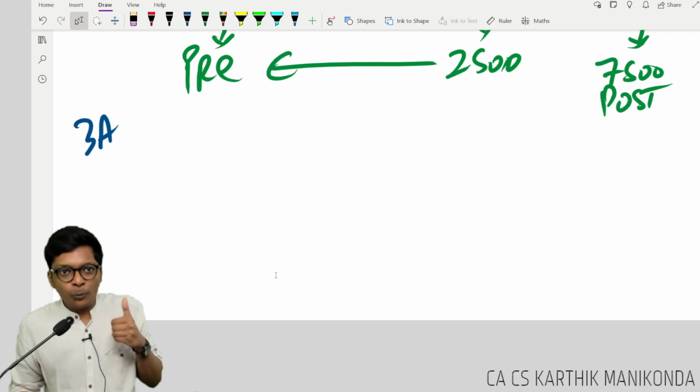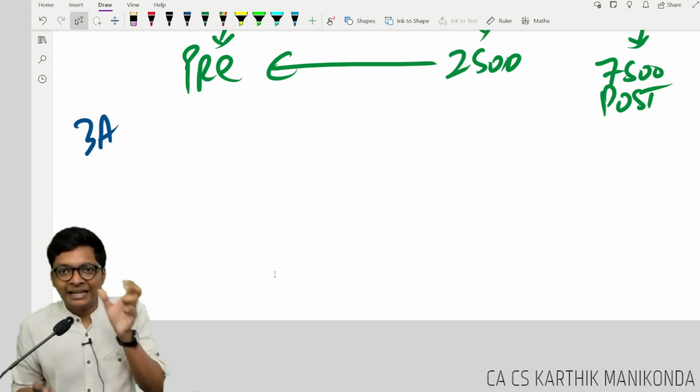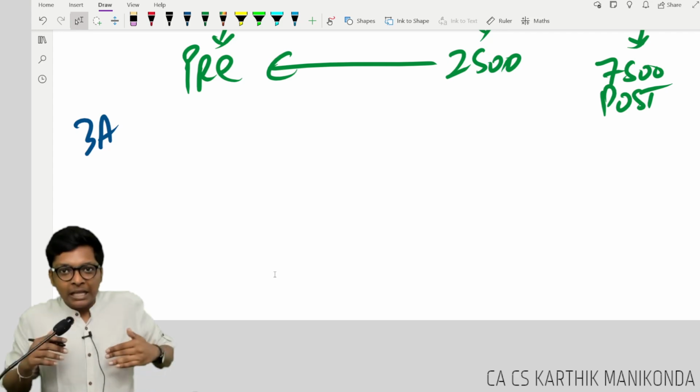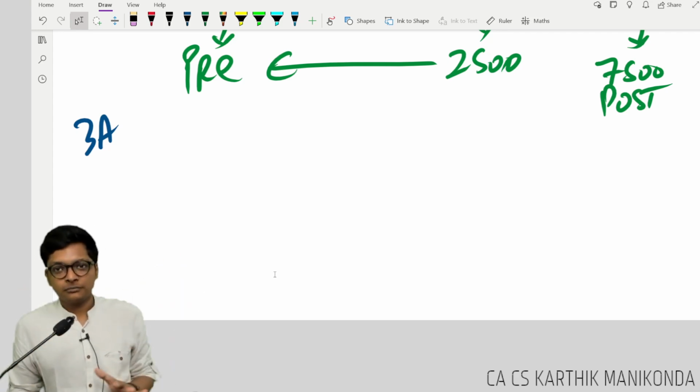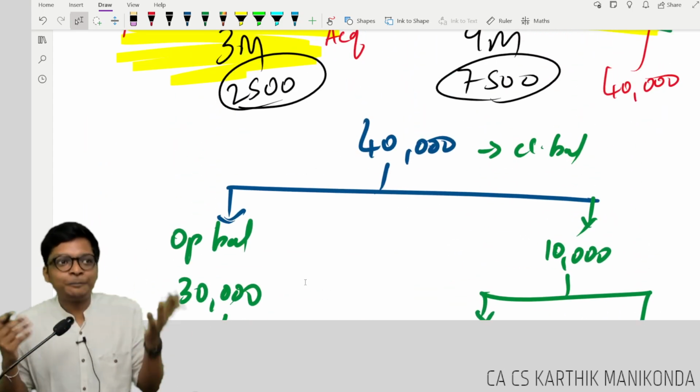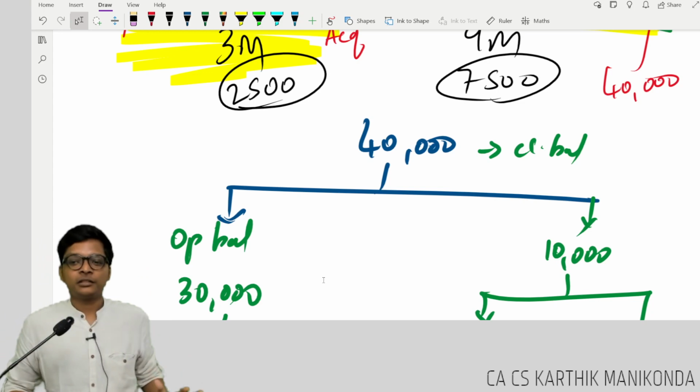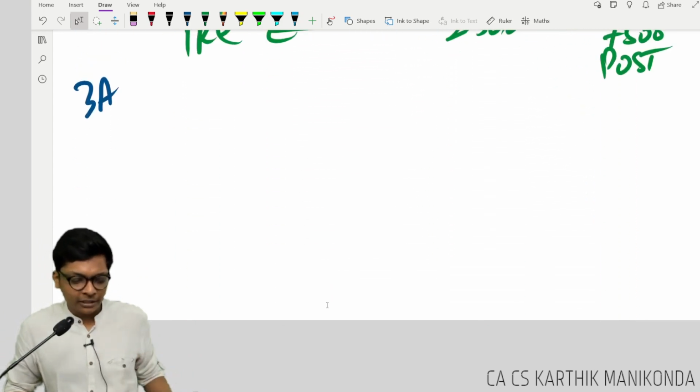Those who studied group 1 earlier will know there was a chapter called pre and post incorporation, time ratio, sales ratio. If that chapter, if you learnt in group 1, this would have become easier. But new syllabus, they removed that. So this is the first time you are learning what is pre and post, time ratio, what is it? Are you following, guys? Okay.